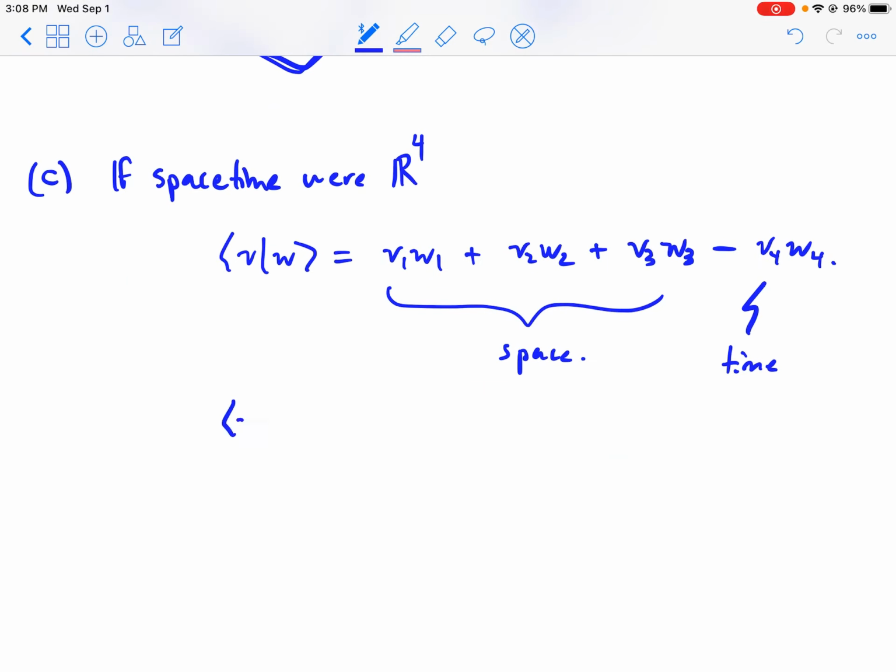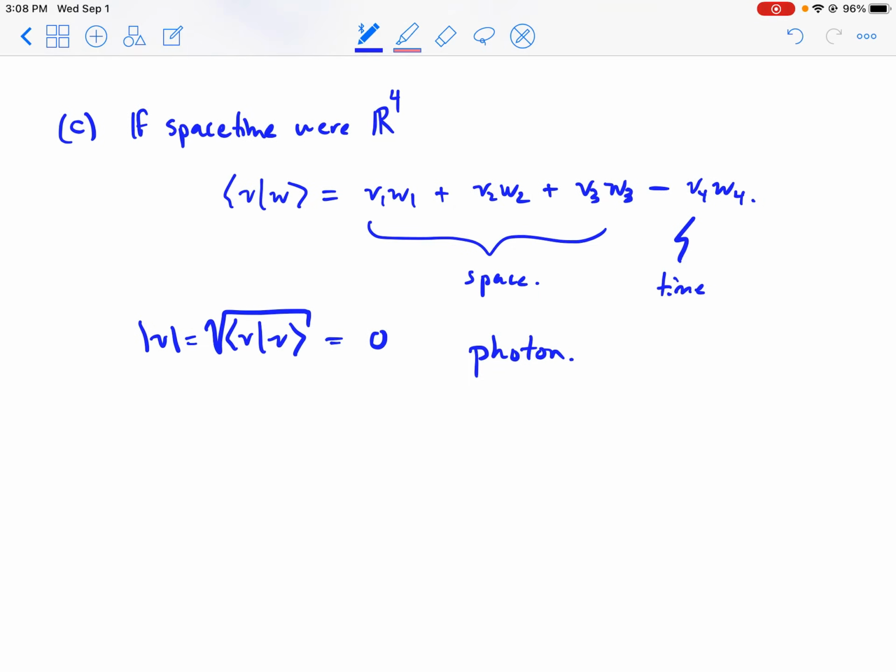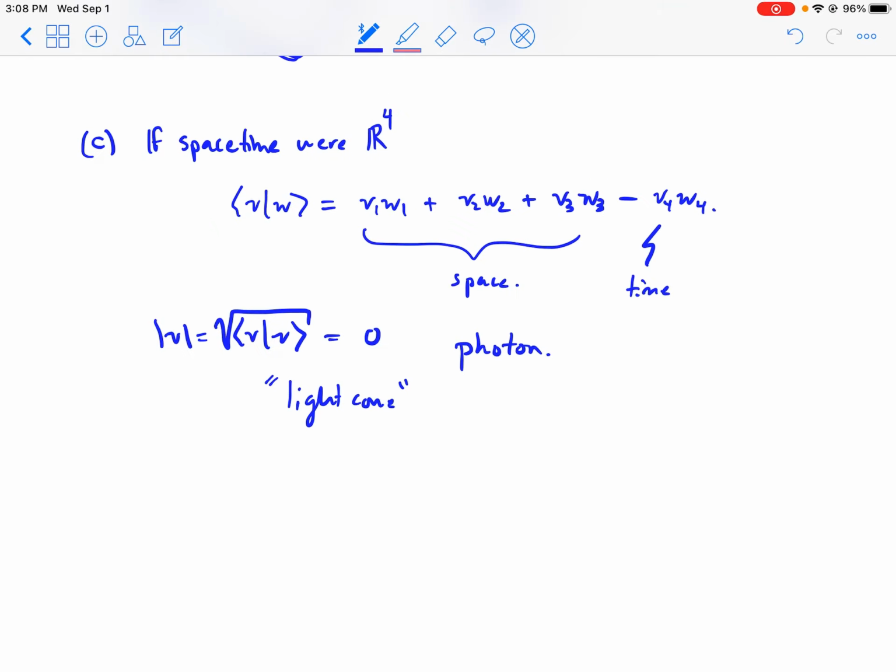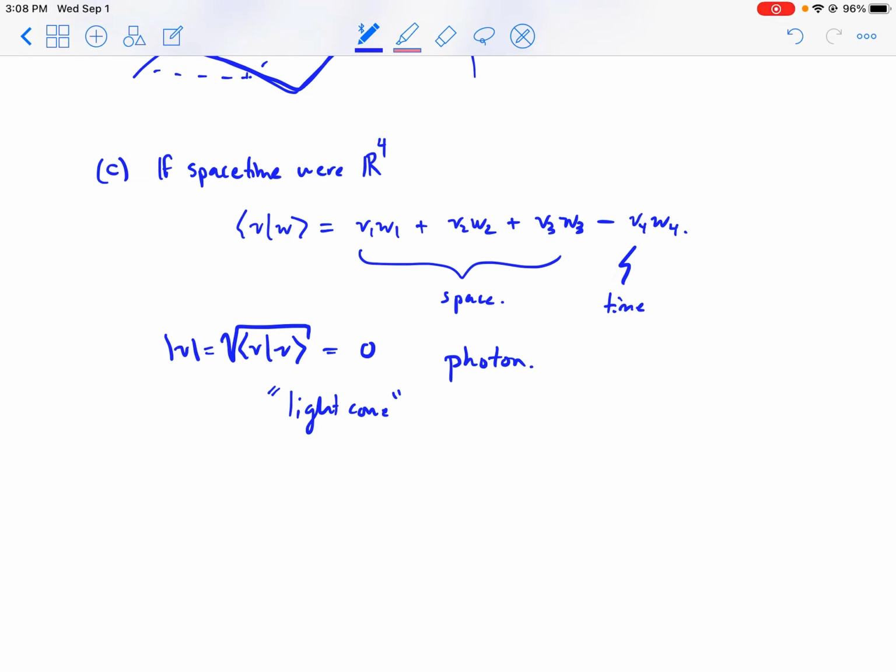In particular, there are things that have dot product with themselves zero. This is the length of a vector. No, it's not, square root, okay. The length of a vector can be 0. In fact, light moves in this way. It has length 0 in special relativity. So that's why we call it the light cone or the null cone. So if you look up light cone on Wikipedia.